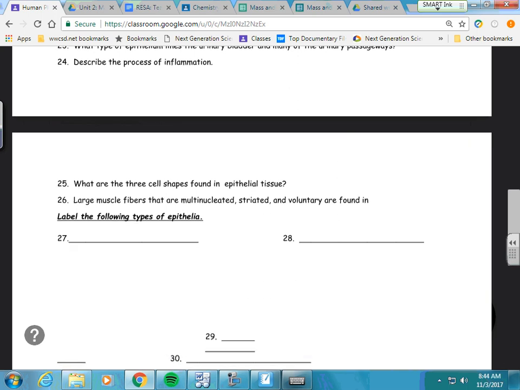Describe the process of inflammation. So we talked about that, repair and replace damaged tissue.